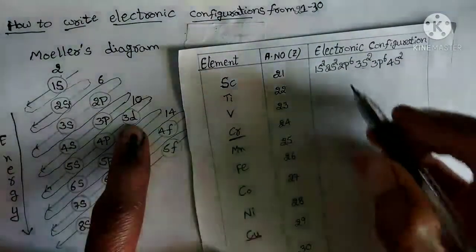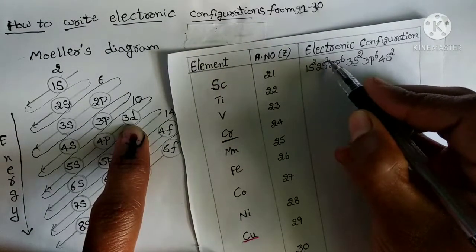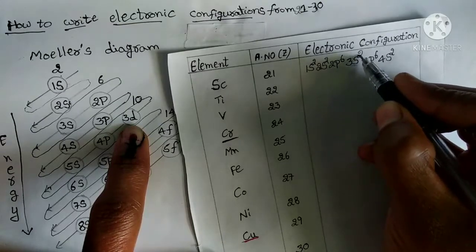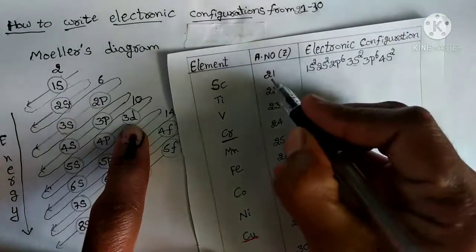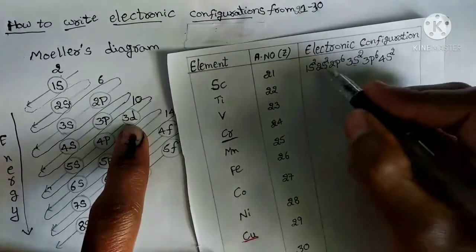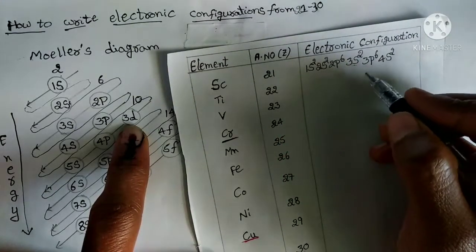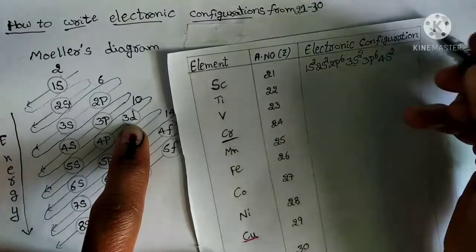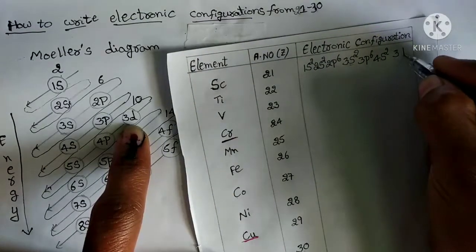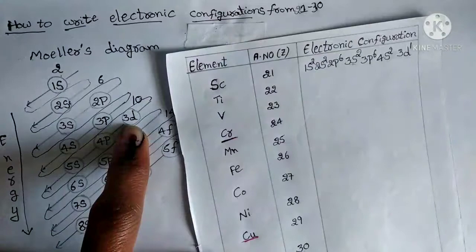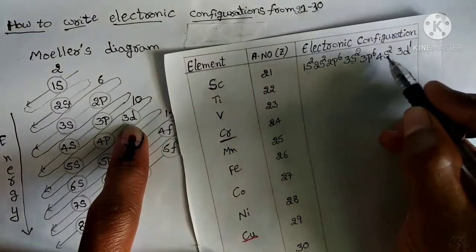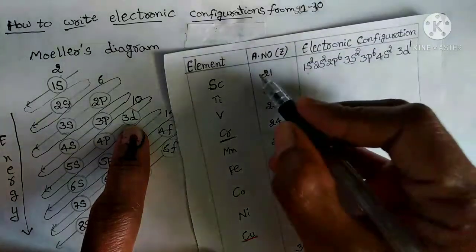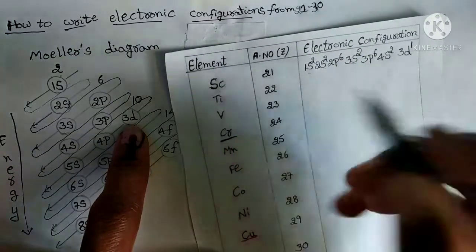Only 1 electron. Count here: 2 plus 2 is 4, 4 plus 6 is 10, 10 plus 2 is 12, 12 plus 6 is 18, 18 plus 2 is 20. So total 21 electrons are there. 20 electrons are already filled in their respective atomic orbitals. One more is left, that 1 electron will enter into 3d. So 1s2, 2s2, 2p6, 3s2, 3p6, 4s2, 3d1. It is the electronic configuration of scandium.